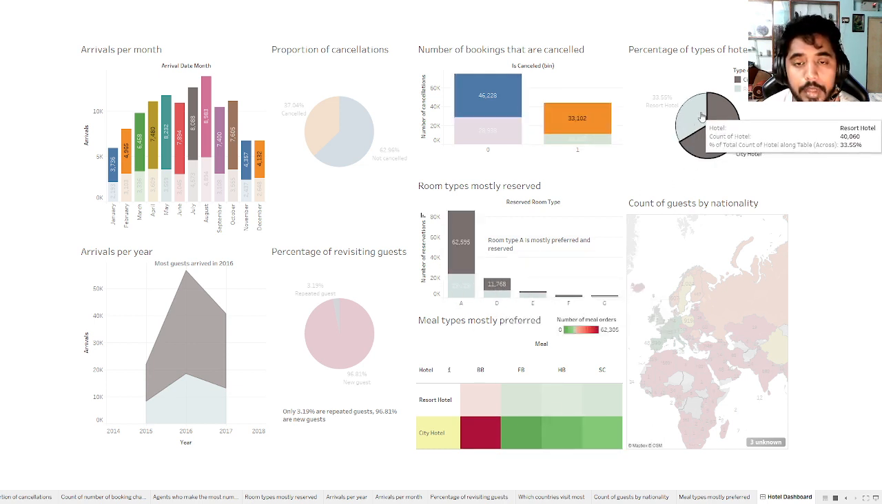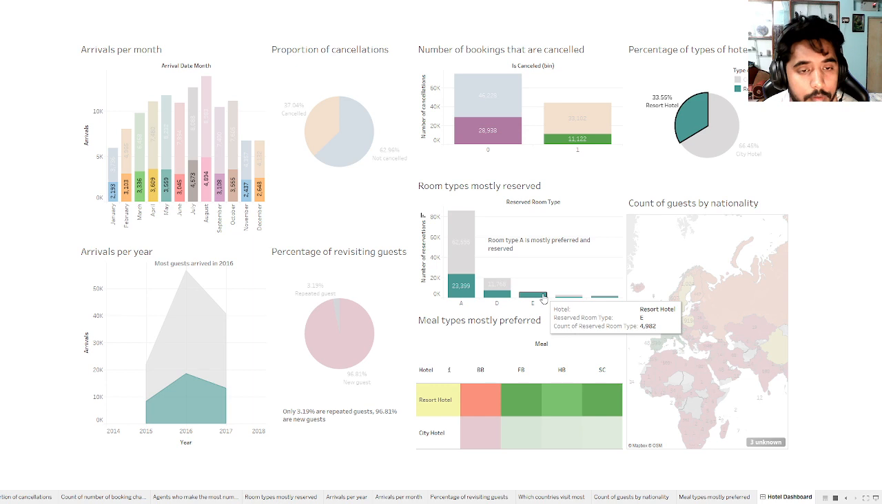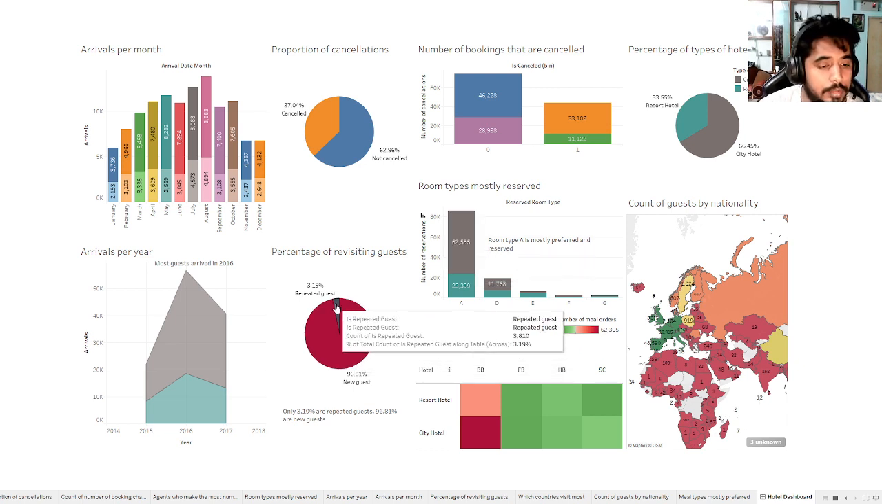But if we click on the resort hotel, it highlights the data regarding the resort hotel. These are the arrivals per month of the resort hotel, these are the arrivals per year, these are the meal types of the resort hotel, these are the room types, and these are the number of bookings of the resort hotel. If we click on the other pie charts, they are also used as filters.